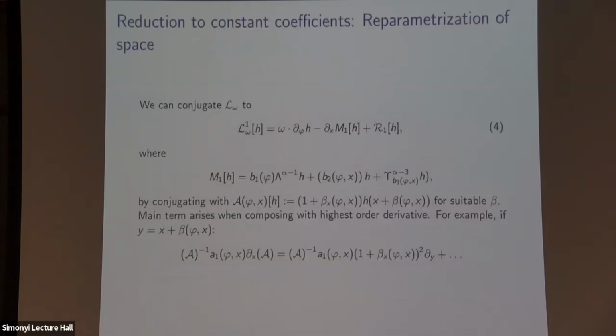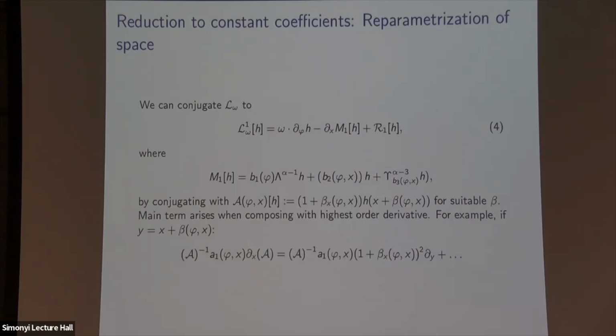Then one thing we can do is to reparameterize space. If we conjugate the operator that we had before, we can conjugate it in a way that now we remove the x dependence of the top order. We do so by conjugating with this change of variables in space for a suitable beta. And just to get a feeling of how we gain: if we compose with A from the right, and with A inverse from the left, and we pretend that this is not a nasty integral operator but just a simple derivative, then we would get something of this sort, and we would be able to choose the right beta in order to make this coefficient here independent of x.